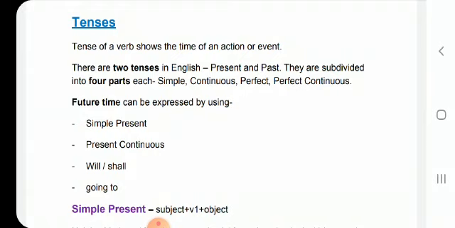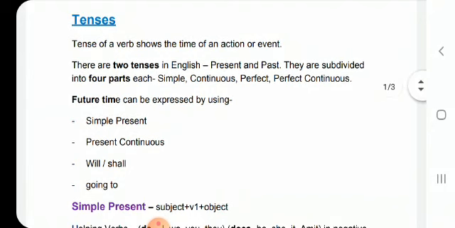There are mainly two tenses in English, present and past, because when we talk about forms of the verb, there are three forms: present, past, and past participle form. There is no future form. That is why there is no future tense in English.